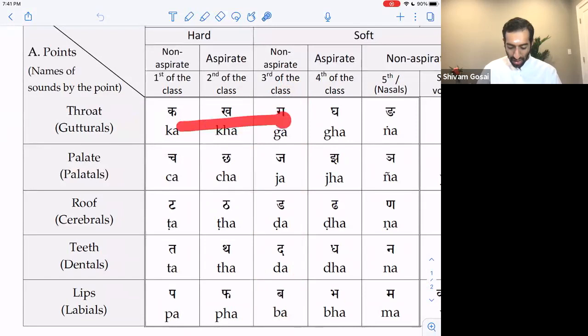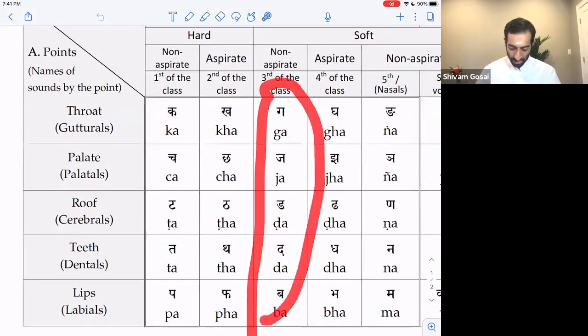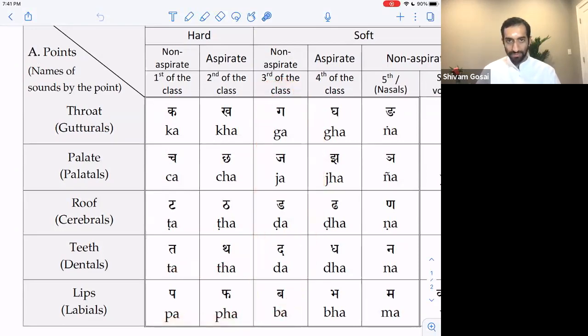So if I have ka or kha, they become ga; cha or chha, they become ja; ṭa or ṭha becomes ḍa. It always becomes what's in the third row. So ta becomes da, pa becomes ba. Ga becomes ga, ja becomes ja, dha becomes alpa prana da, bha becomes alpa prana ba. Okay, so that's jashtvam in a nutshell.